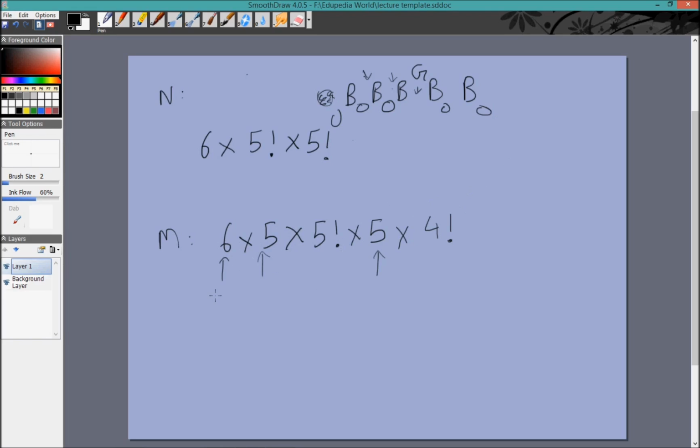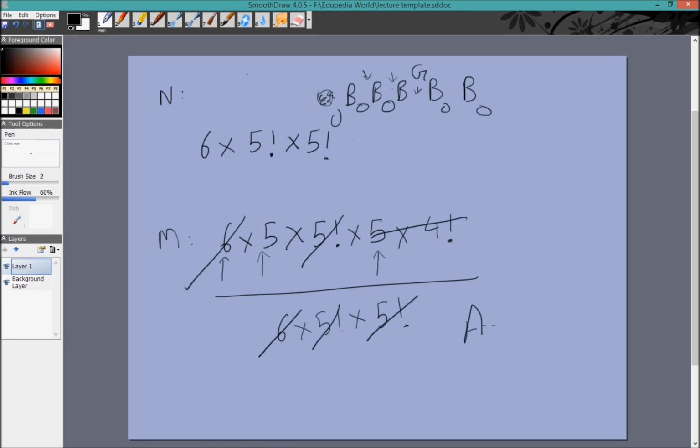Right? If we try to calculate m by n, this is 6 into 5 factorial into 5 factorial. 5 factorial cancels with 5 factorial. 6 cancels with 6. 5 into 4 factorial is 5 factorial, which cancels with 5 factorial. So I am left with the answer equal to 5. Right. Let's look at the next question.